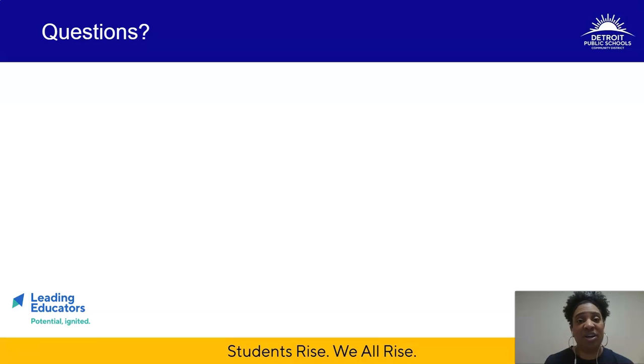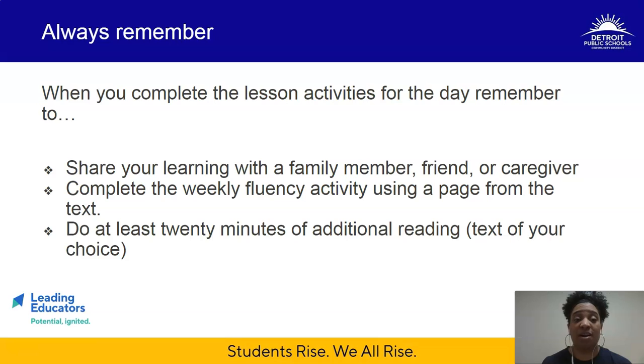If you have any additional questions, you can pause and replay this video as many times as you like, as always, for help. And if you get stuck, you can email a teacher for support using the structure below. When you are done with all of the activities for today's lesson, share your learning with a family member, caregiver, or friend, especially your book cover design and your new title, because you've been sharing your learning all along the way. And this is a wrap-up activity. I really do think they'd be interested to see how you've chosen to imagine and visualize the themes in one image and title. Complete the weekly fluency activity using a page from the text and do an additional 20 minutes of reading from a text of your choice.